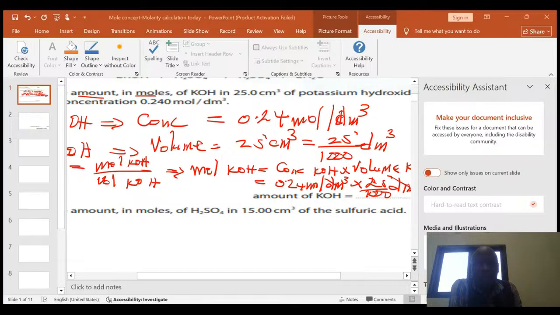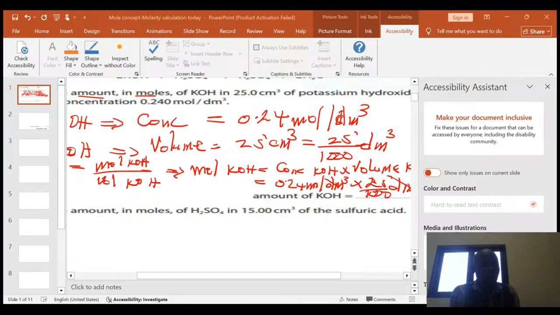Okay, I'm going to continue now with another part of the question. Here they want us to find the number of moles of sulfuric acid. You are aware that our equation is potassium hydroxide plus sulfuric acid gives us potassium sulfate plus water.